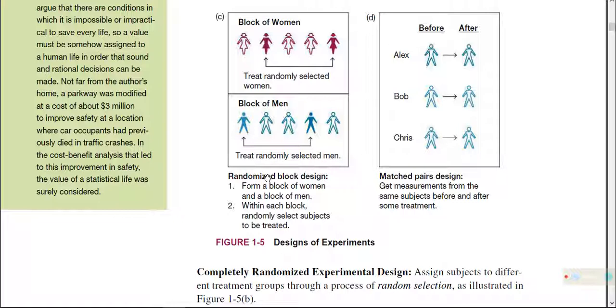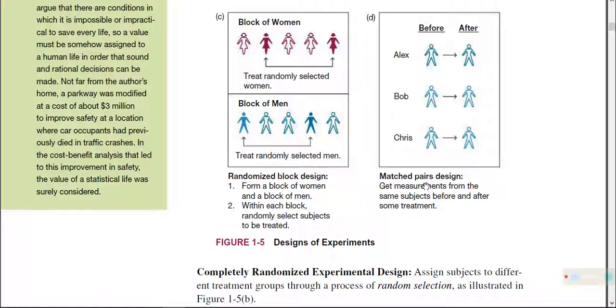Okay? So, by using randomized block design, you will be sure that each group will have a representative for your study. Now, let's go to D. We have the match pair design. So, ito yung very popular design for testing certain, anong tag dito? Yung mga slimming pills.